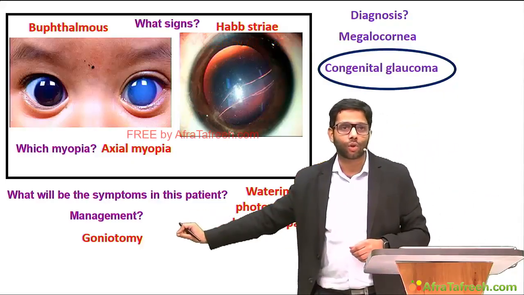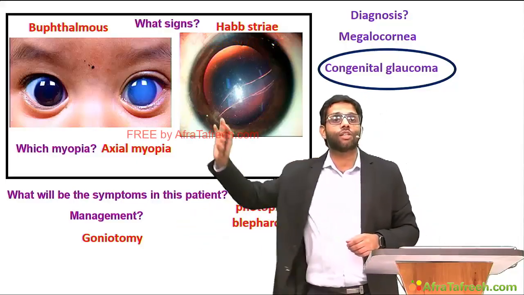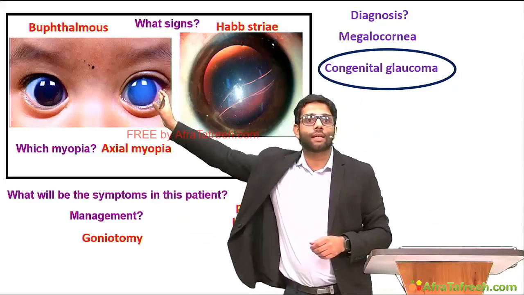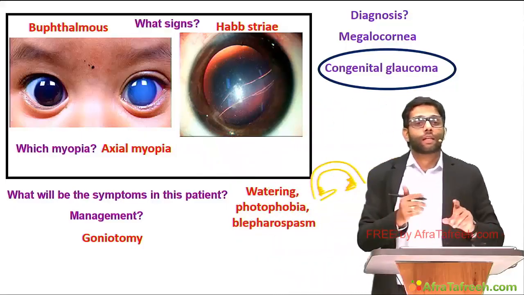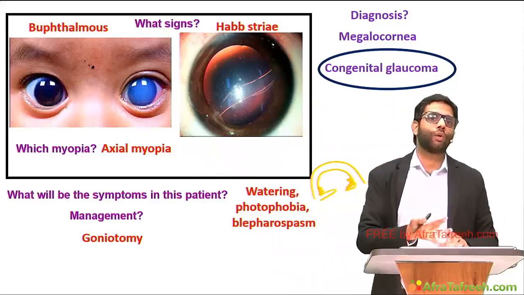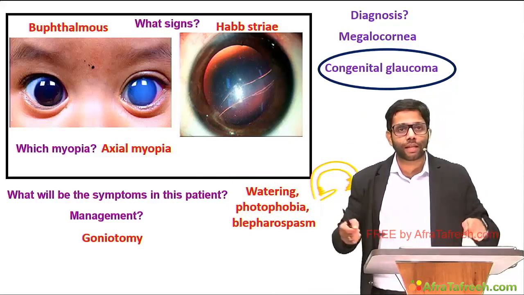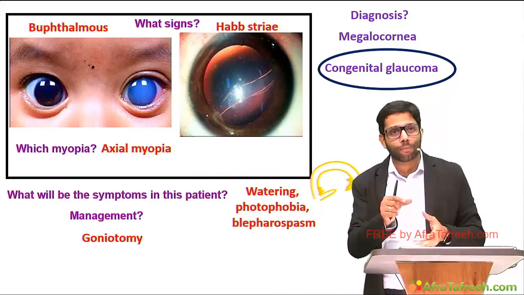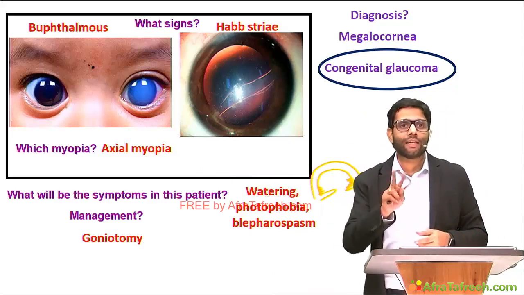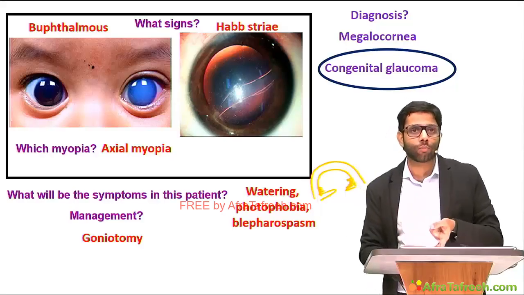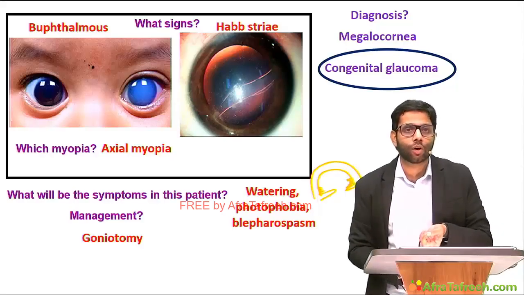Answer is goniotomy. But if there is a congenital corneal opacity or corneal haziness, then trabeculotomy plus trabeculectomy is done. Tomy means to break the Schlemm's canal. Ectomy means to take a block of trabecular meshwork. So T and T procedure is done in congenital glaucoma with corneal opacity or corneal haziness.